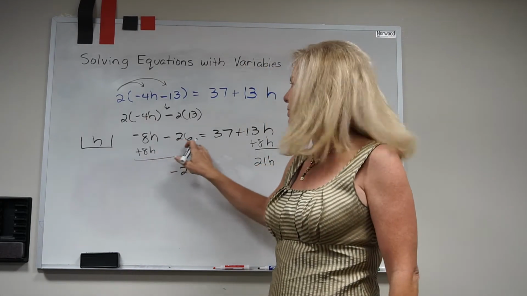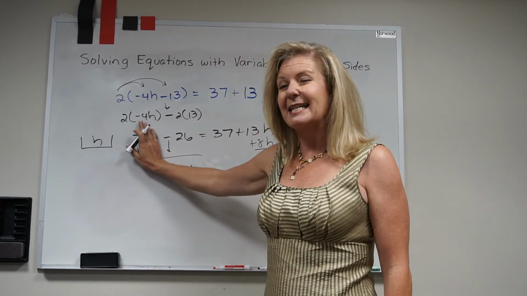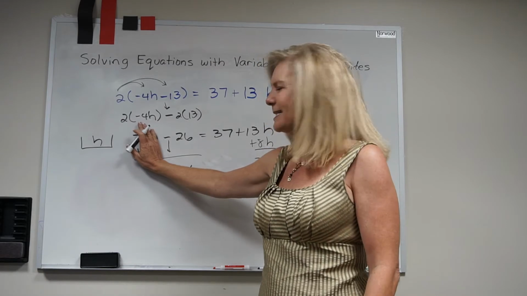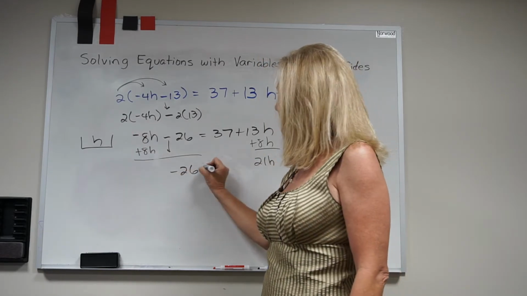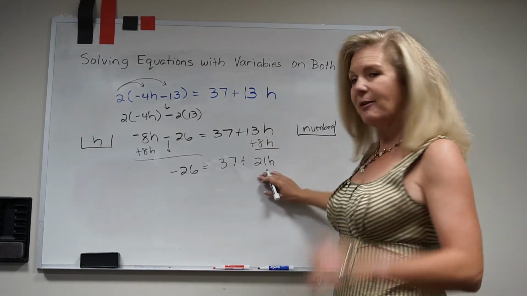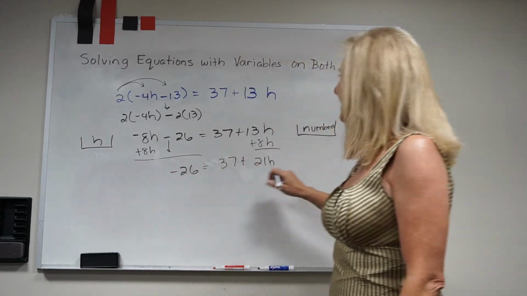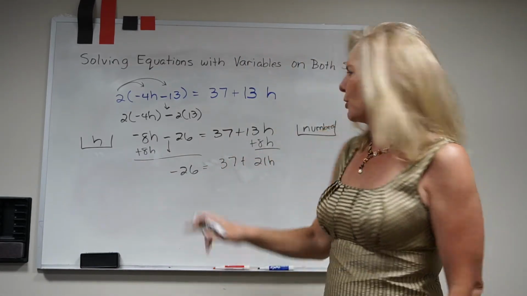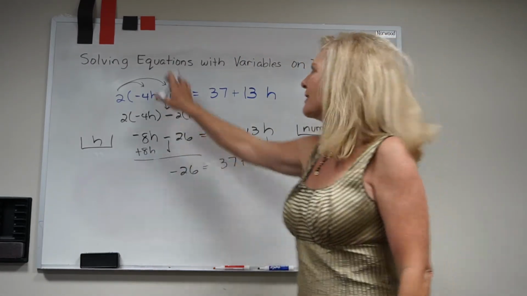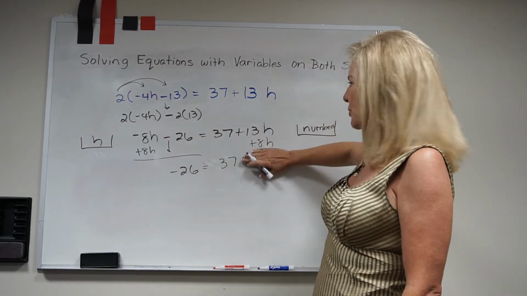Now, sometimes kids will just write 26. You've got to bring this down because this really is like 0 minus 26, which would be negative 26. And I still have my 37 on this side. So I just achieved my first goal. I got all my variables on one side. So now I need to go to my second goal, which is to get all my constants on the other side. So I'm going to cover up this plus 21h.